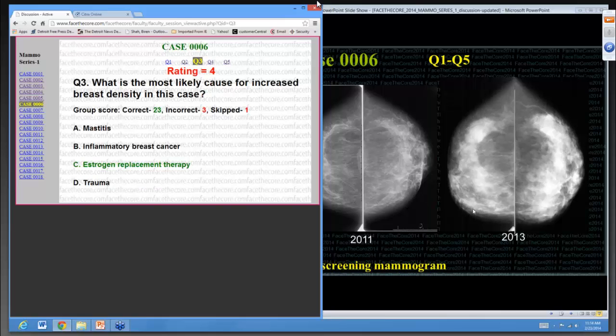Estrogen replacement therapy in a postmenopausal female would create a situation where you have increased breast density. The other findings, that of mastitis, inflammatory breast cancer, and trauma, can cause increased breast density, but usually for mastitis and inflammatory breast cancer, you'll see skin thickening, and in this case we didn't have skin thickening. In trauma, usually it's more focal rather than diffuse.